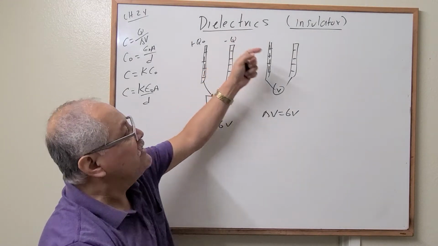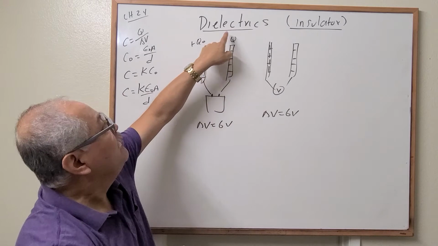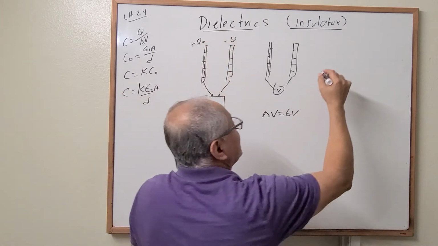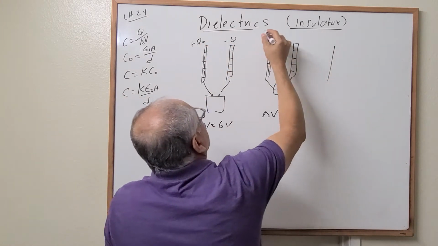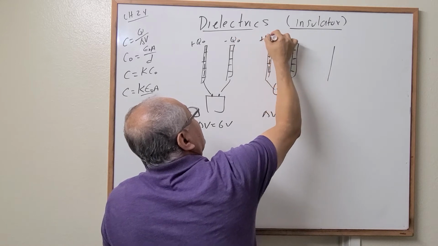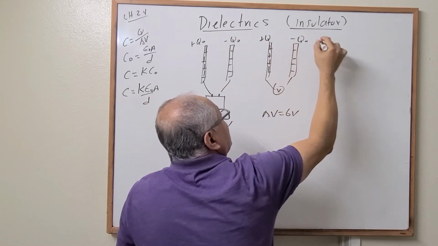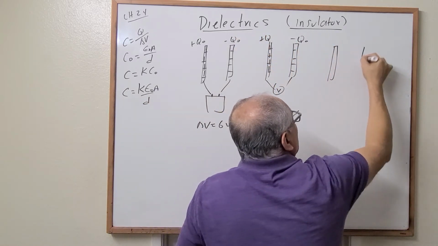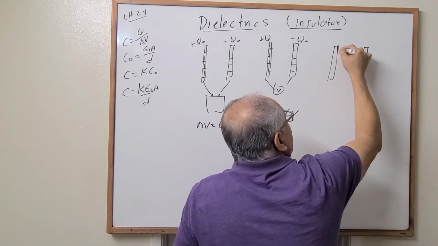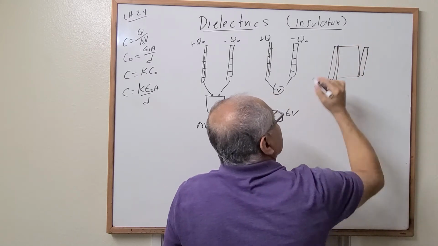Now let's introduce an insulator that we call dielectric. Perfect, let's do it. So the same thing: the charge is the same as at the beginning, correct? But what happens when we put an insulator inside?